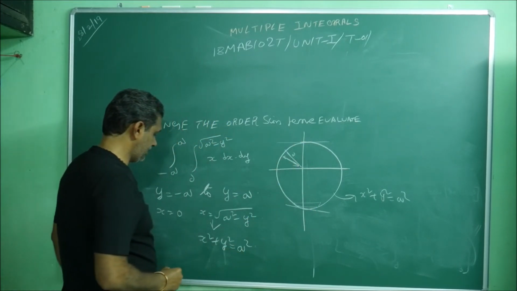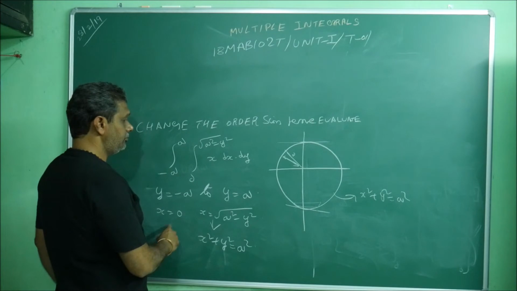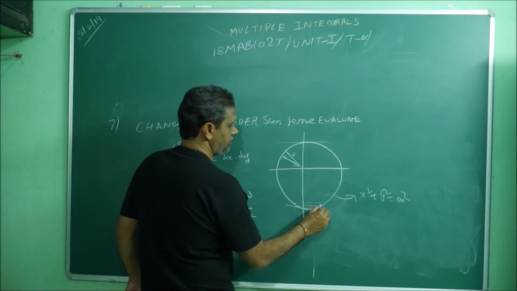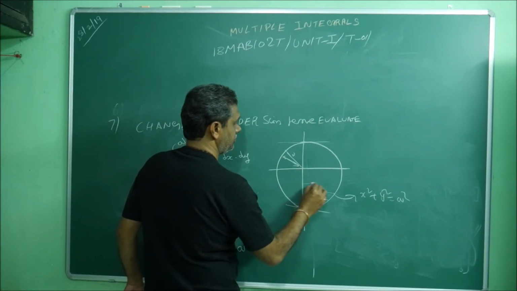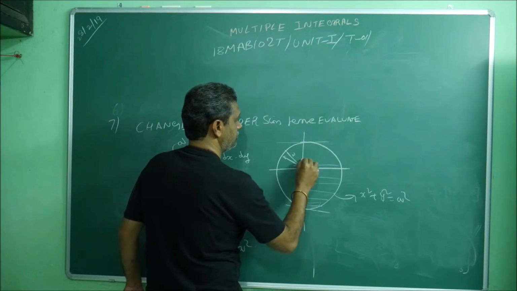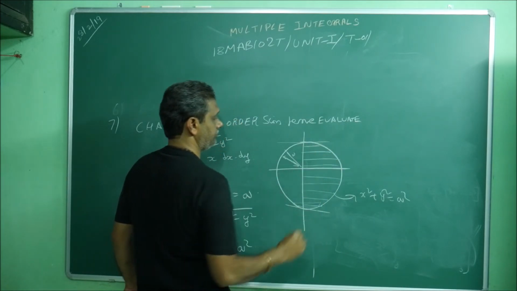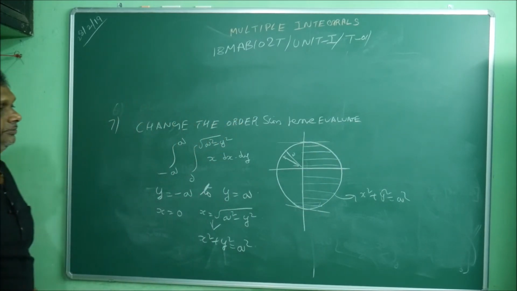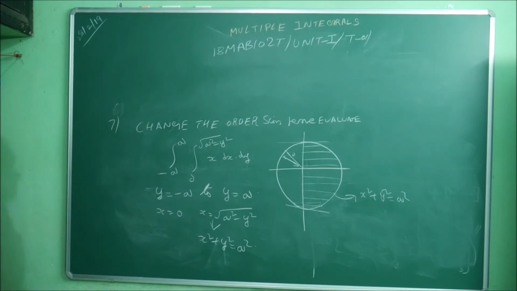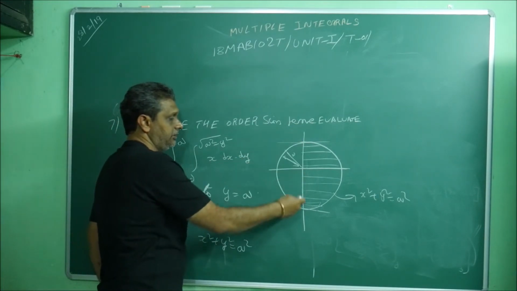Then x is traveling what? 0 to this. So I am traveling this to this, this to this, this to this. Getting or not? Any problem? So this half circle only I am taking.